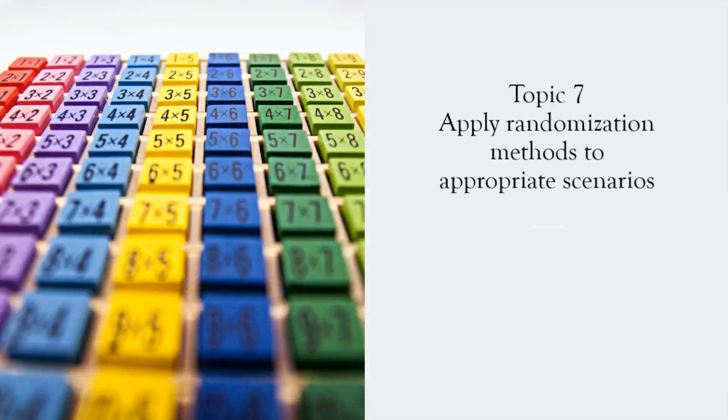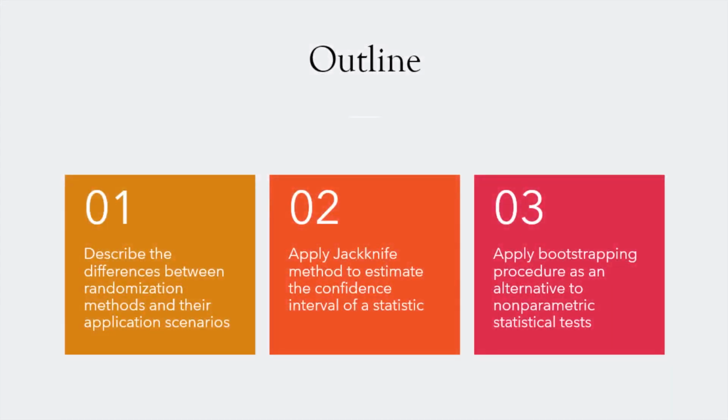In this last topic, we are looking at computationally intensive methods for statistics, which are commonly known as randomization methods. There are three subtopics. Firstly, describe the differences between randomization methods and their application scenarios. Secondly, apply jackknife method to estimate the confidence interval of a statistic. And finally, apply bootstrapping procedure as an alternative to nonparametric statistical tests.